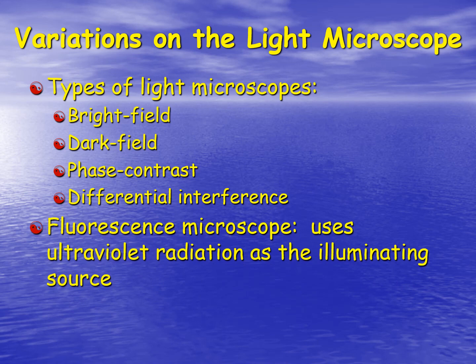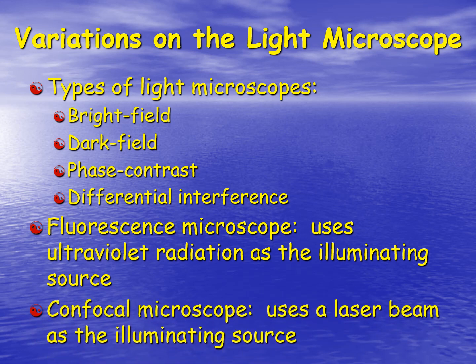Fluorescent microscopes actually use the ultraviolet spectrum just outside of visible light. And so on the specimen, we're going to have to use something that will fluoresce. So we'll use fluorescent dyes, and then we can pick them up in the visible light spectrum. And then confocal microscopes actually use a laser beam as an illumination source.